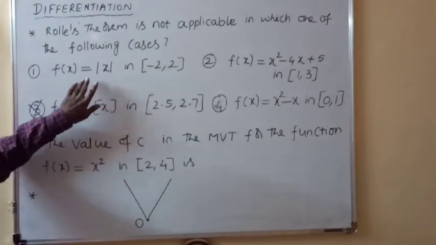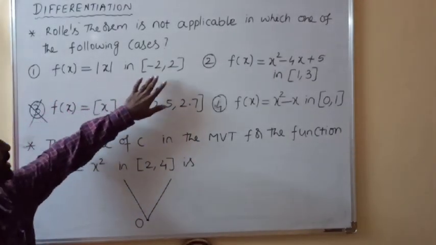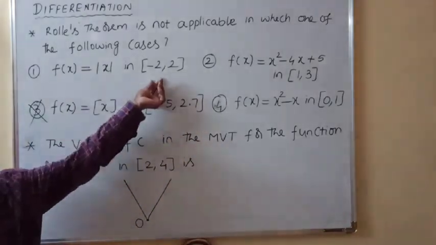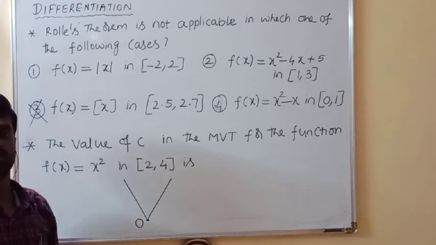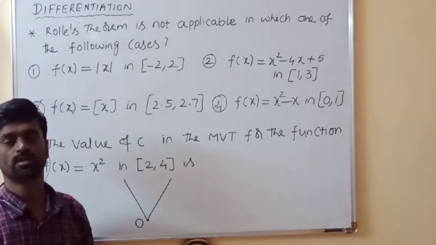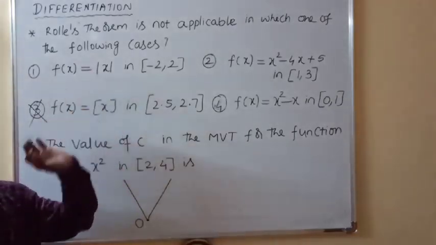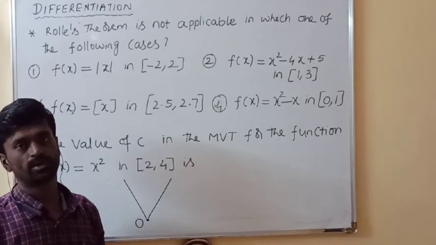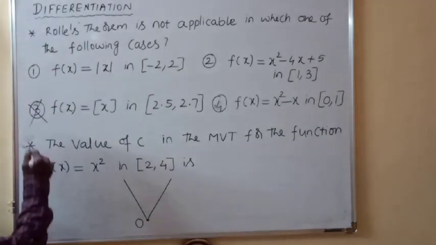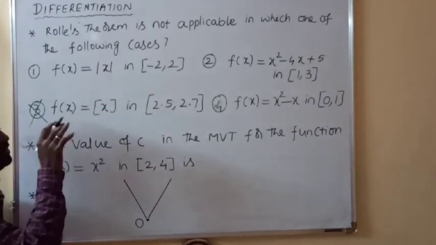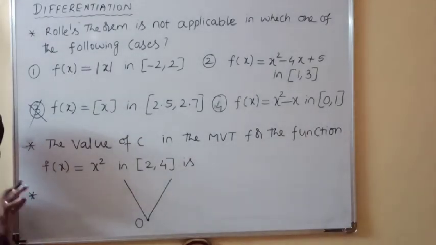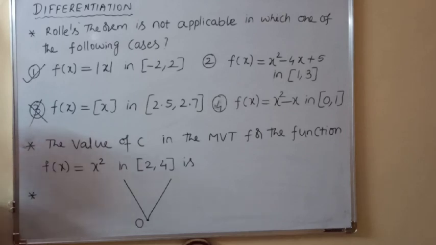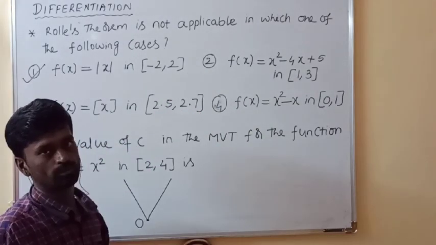Now if you check the given function mod x, and the given interval is what? Minus 2 comma 2. In the given interval 0 is present. Yes, 0 is present. That means at 0 it is not differentiable, means in the whole interval this function is not differentiable. That means the second condition of Rolle's theorem is not satisfied. That means Rolle's theorem is not applicable. Even though the question is the mean value theorem, it is also not applicable. So the correct option is first option. So no need to check second and fourth.